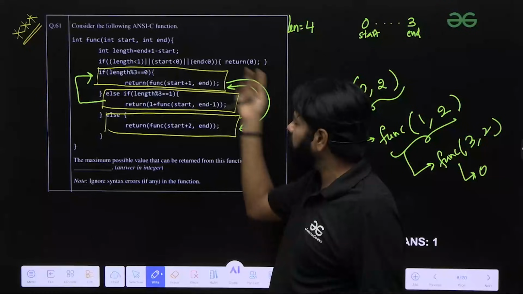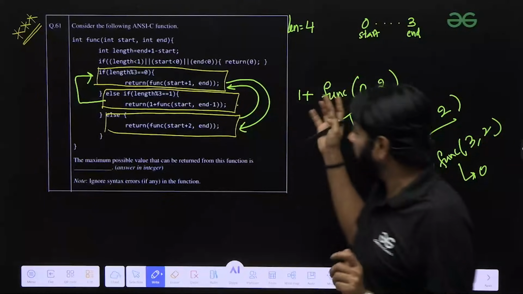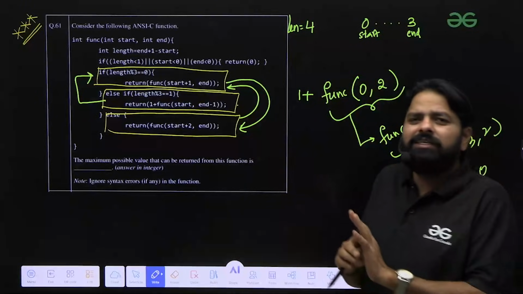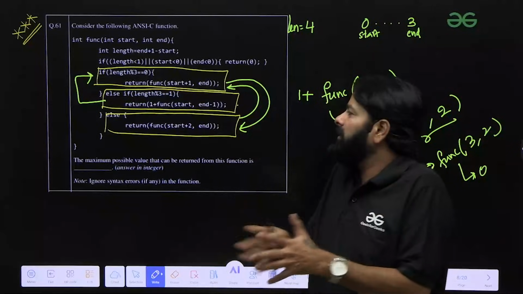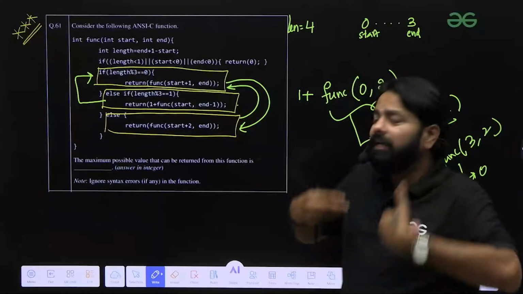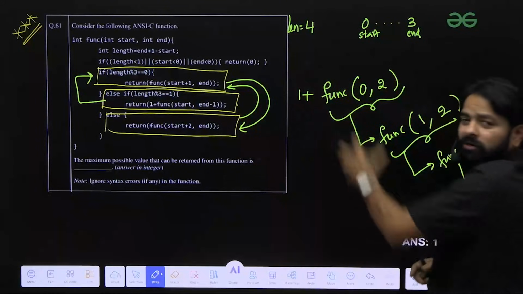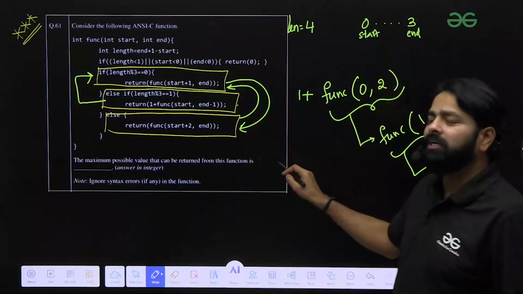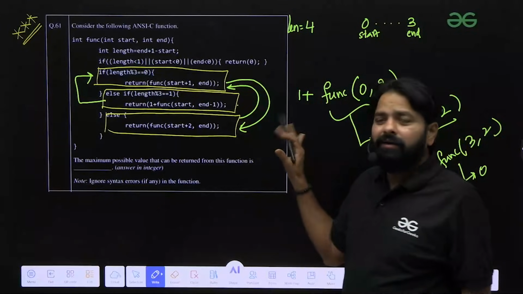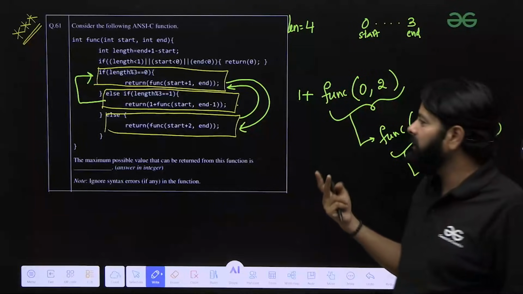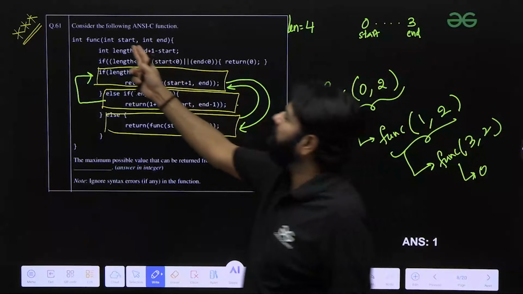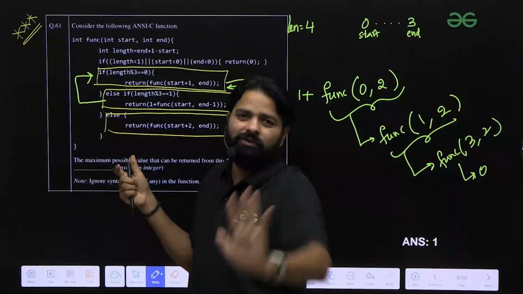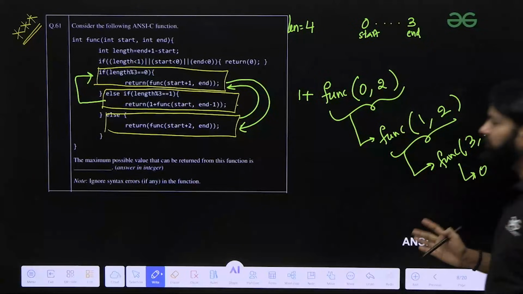So understand what's going to happen here. The logic behind it is that it will be maximum 1, and if the first length is not giving remainder 1, then definitely it will return 0. So the maximum possible value that can be returned from this function is 1, and that is in two conditions. If the first time when you give start and end, the length does not give remainder 1, it will return 0 only. So anyhow, the maximum value is 1 overall.